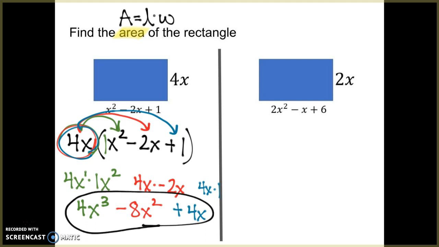And so this is my answer. 4x cubed minus 8x squared plus 4x is the area of this rectangle. And so I'm going to have you try this one over here. Take this term times these 3 terms, and let's see if you can find the area of the rectangle.